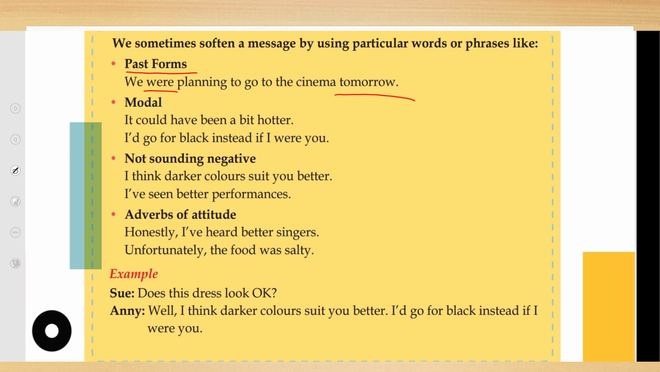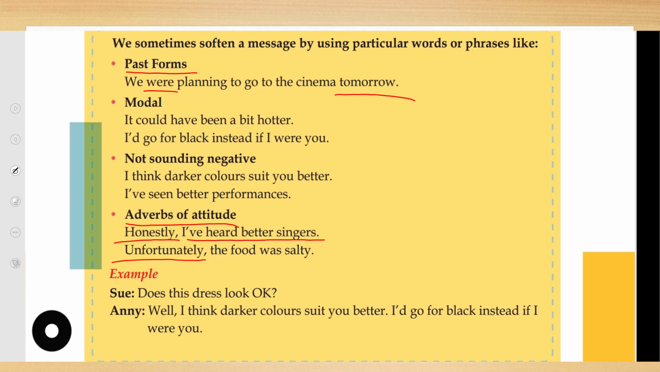We have also adverbs of attitude. First, we say, honestly, so I'm going to tell you honestly my opinion. I've heard better singers. So I don't want to say, I don't like this singer. I say, I've heard better singers. Then I use also adverbs of attitude. Unfortunately, the food was salty. Instead of saying the food is not delicious, I don't like it.